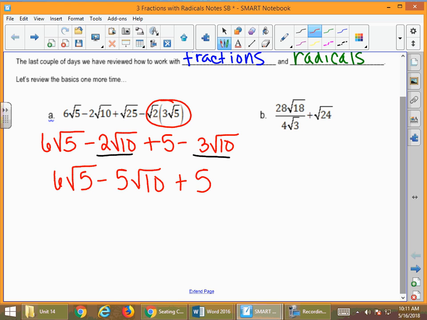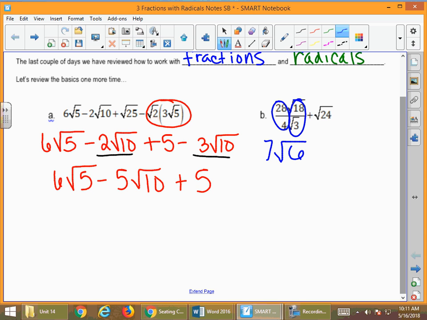On letter B, we have division on that first term. Remember when we divide, we're going to divide those two. 28 divided by 4 is 7. Square root of 18 divided by square root of 3 is square root of 6.